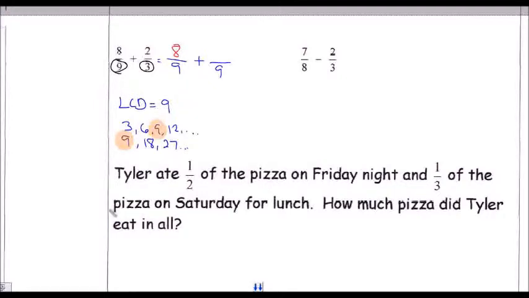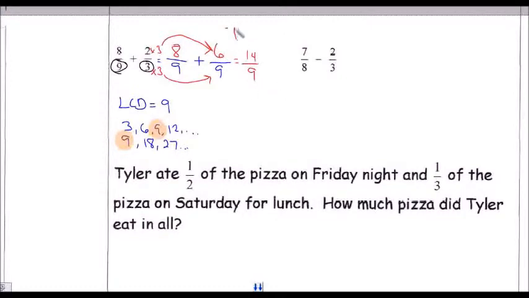But I do want you to change this 3 to a 9. The only way I can do that is if I multiply by 3. That gives me a 9. So I have to do the same thing to the top. 2 times 3 gives me 6. That's why this is the second fraction, so it goes in the second place. Now that I have my denominators the same, I just keep the denominator. That's the easy part. Then I add the numerators. 8 plus 6 gives me 14.